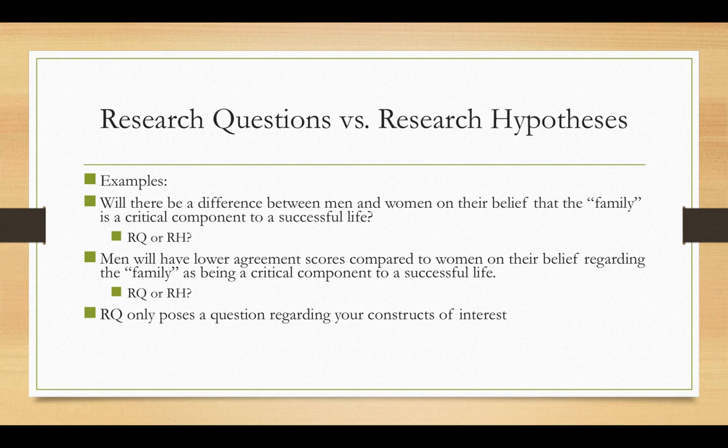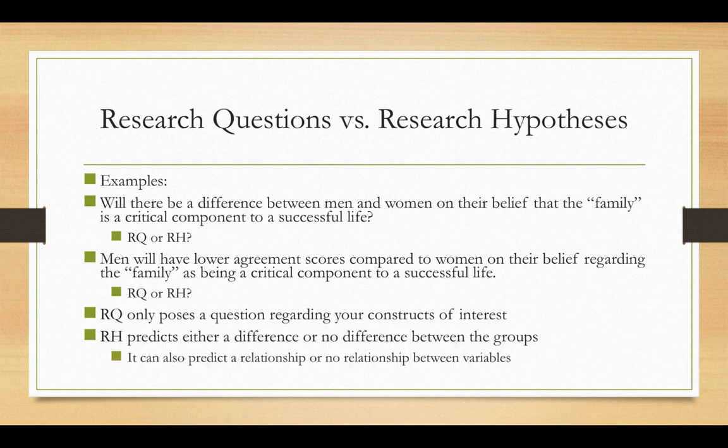A research question is only going to be posing for you a question regarding the construct of interest. That's it. It's always going to end in a question mark. It's never going to be a statement. So rather here, with a research hypothesis, it can either predict that differences may exist or that no differences may exist between our groups. And it's very, very important that we understand that a hypothesis could potentially predict that differences will exist or that no differences will exist. Those are the two options that we have for a hypothesis. Either differences exist or they don't exist, or there may be a relationship or there may be no relationship. Those are the options that we have.